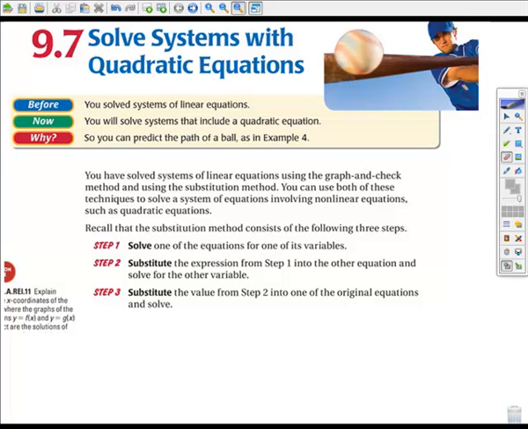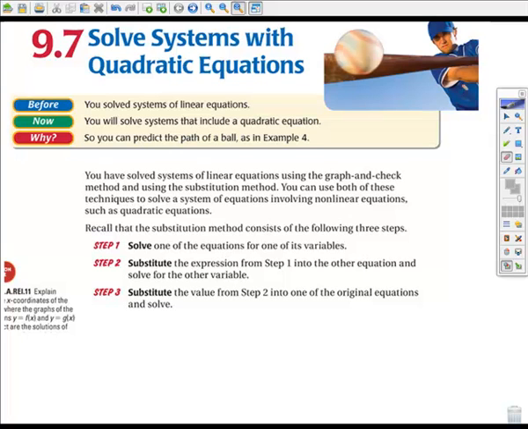So the first method we're going to use is substitution. It does require 3 steps. The first step is you have to solve one of the equations for one of its variables, either x or y. Next, you're going to use that revised equation and substitute it into the other equation. Solve that equation for the variable you have left. Step 3, take that answer and plug it into step 1's equation. Let's go ahead and look at this.